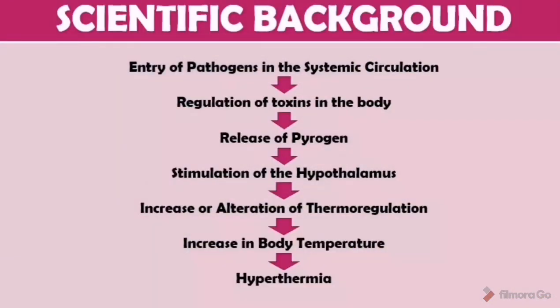So here is the example of our scientific background. The entry of pathogens in the systemic circulation causes a regulation of toxins in the body, thereby releasing pyrogen. This would stimulate the hypothalamus, causing an increase or alteration of your thermoregulation, thereby causing an increase in body temperature and your hyperthermia.